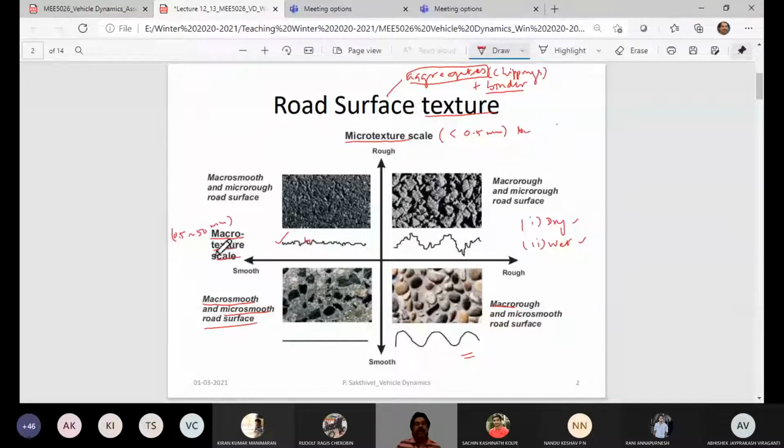There is also the mega texture, wherein the wavelength goes beyond 50 mm. So based on the wavelength of the protrusion, we are able to characterize micro texture or macro texture road surfaces. Our road surface should have both micro and macro texture. Macro texture is basically described by the size of the aggregates, whereas the roughness, or micro texture, is described by the roughness of the road surface. That's very important, right?